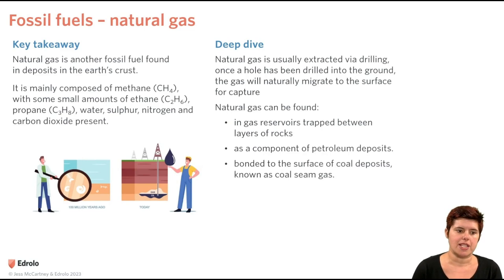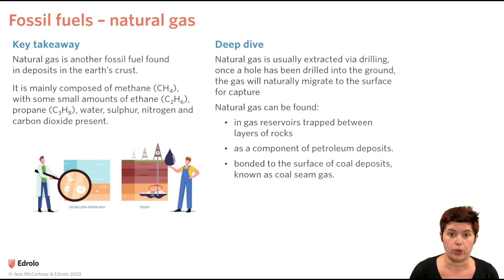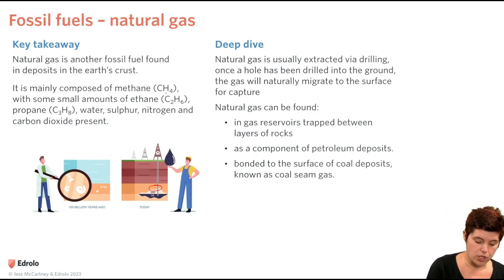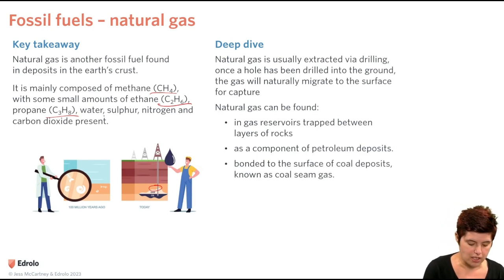So natural gas is another fossil fuel, and this is found in deposits of Earth crust. This is generally found where other mines are found. So you can see in the diagram that the natural gas point is actually just before the crude oil collection. And that's similar across the board when we're looking at natural gas. It's pockets that are found in those mines. So it's mainly composed of methane, and there's some small amounts of ethane and propane as well. And then you have other byproducts such as water, sulfur, nitrogen, and carbon dioxide.